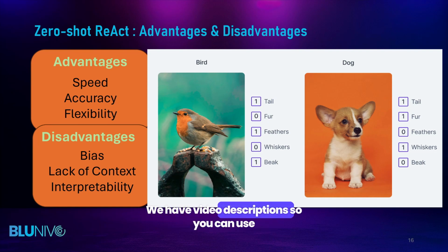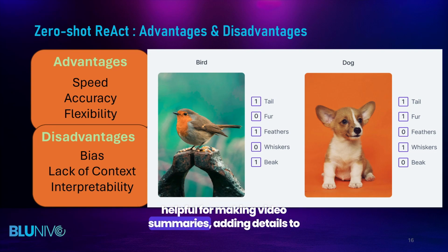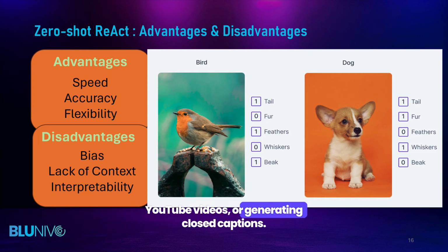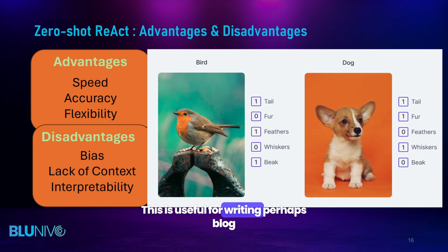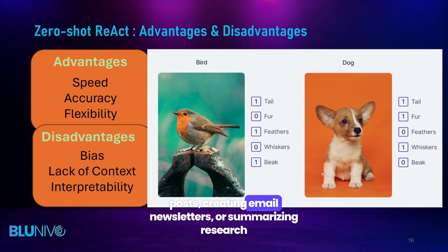We have video descriptions, so you can use it to describe videos, which is also very helpful for making video summaries, adding details to YouTube videos, or generating closed captions. Text summarization, for example, is another use. It's very good at it, especially summarizing long text. This is useful for writing, perhaps, blog posts, creating email newsletters, or summarizing research papers if you're a researcher.